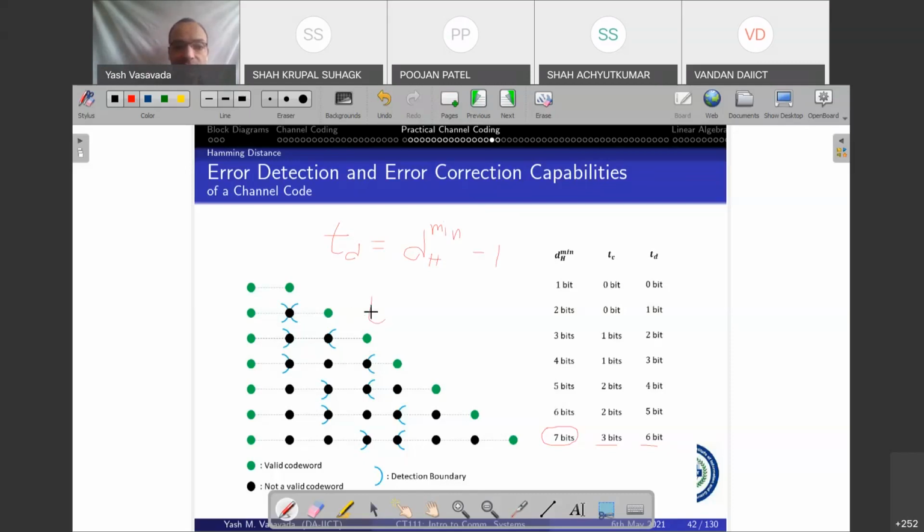Okay, how about TC? TC is a little more complicated. Greatest integer function of TD by 2. I think you got it exactly right. It is floor function of TD by 2, which is to say that it's a floor function of DH-min minus 1 divided by 2. So that is what I have written over here. Okay, very good.